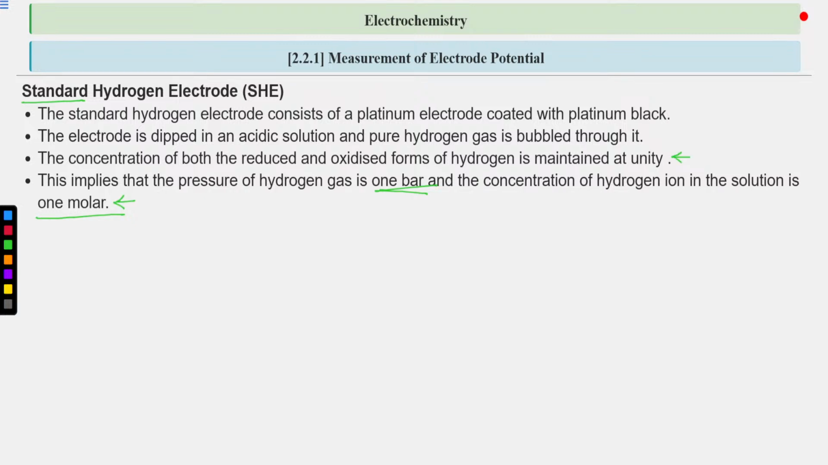The concentration of the reduced and oxidized forms of hydrogen is maintained at unity. One more thing: why are we talking about hydrogen only? Because we are talking about a half cell, and only hydrogen is involved in this, since we get our product as hydrogen gas, which bubbles in this reaction of the standard hydrogen electrode. So everything is considered standard, because the pressure should be 1 bar and the concentration of the solution should be maintained at unity.